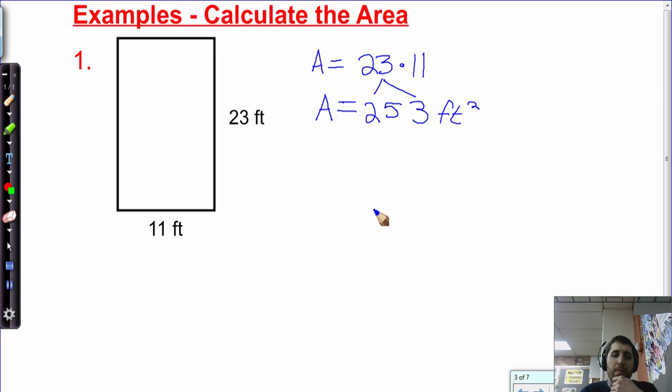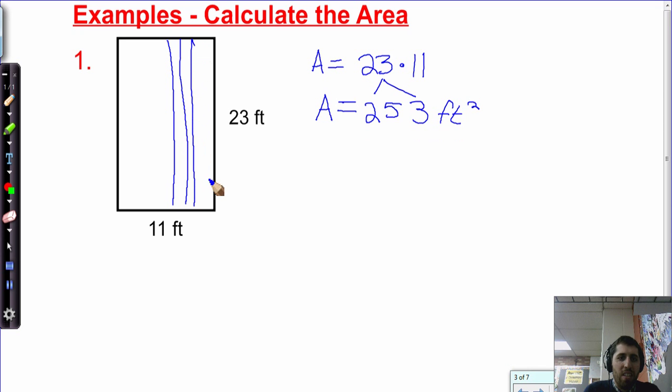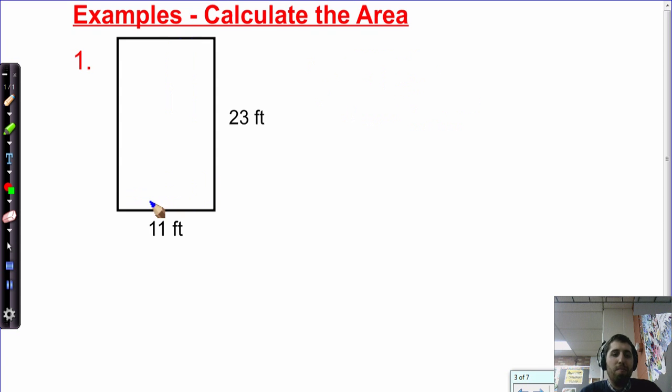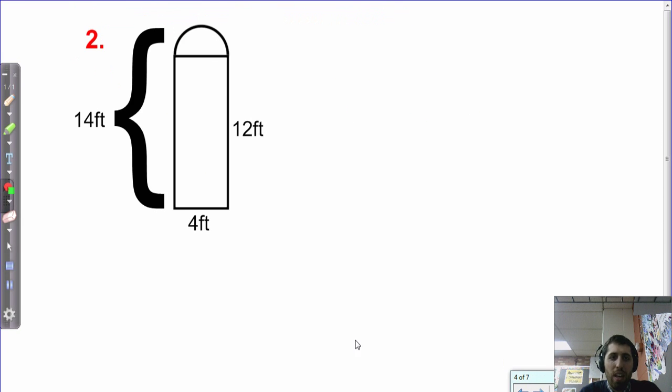The other idea here is that I use this example because this area makes sense: if you cut this up into 11 1-foot sections and 23 1-foot sections, you'd have 23 groups of 11 or 11 groups of 23 to count these little spaces. And so that's why it's length times width. We're just having multiple rows and multiple columns, and that will break it into one square foot sections. So length times width gives us that first one, easy enough for a rectangle.